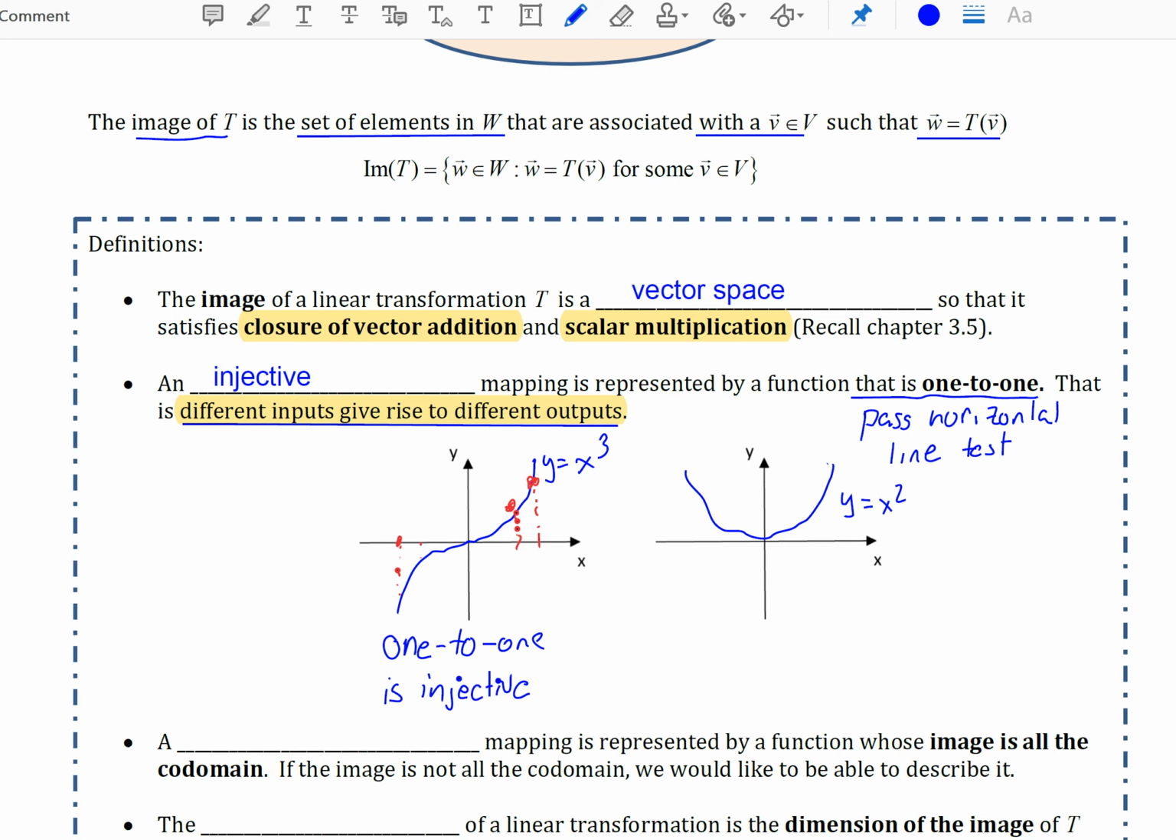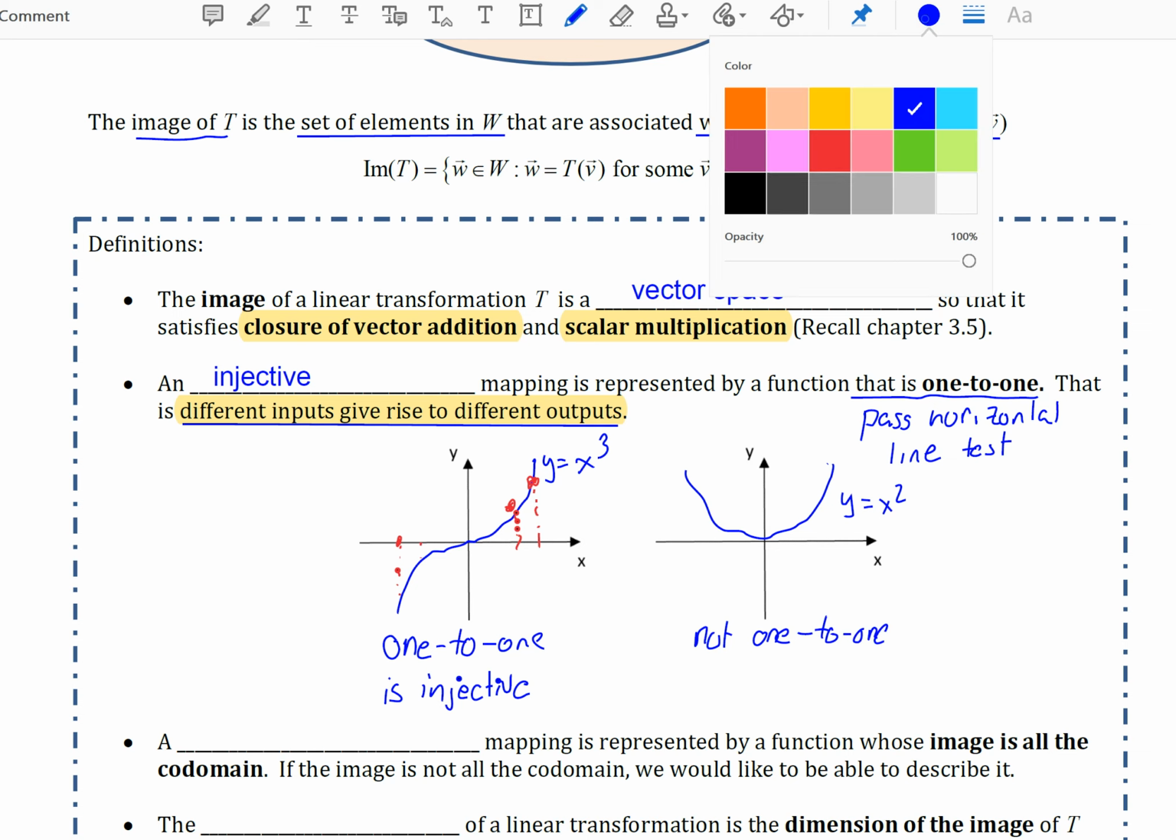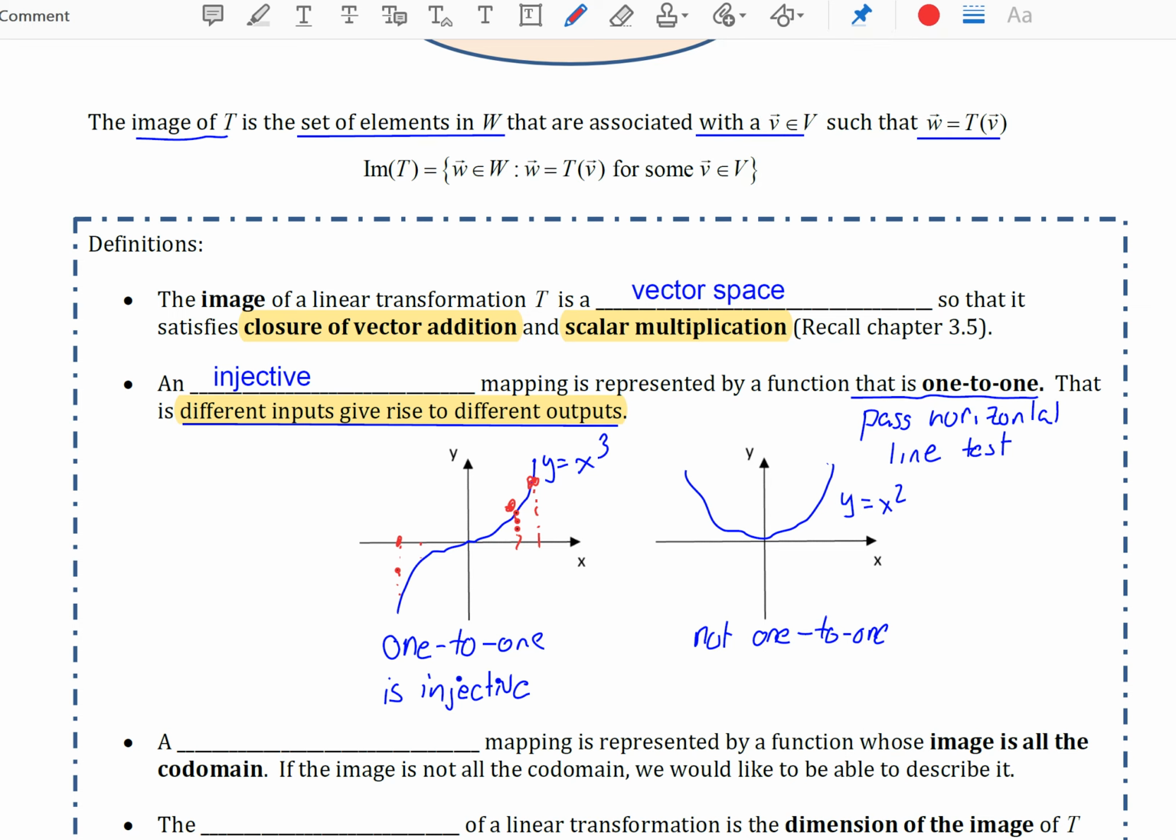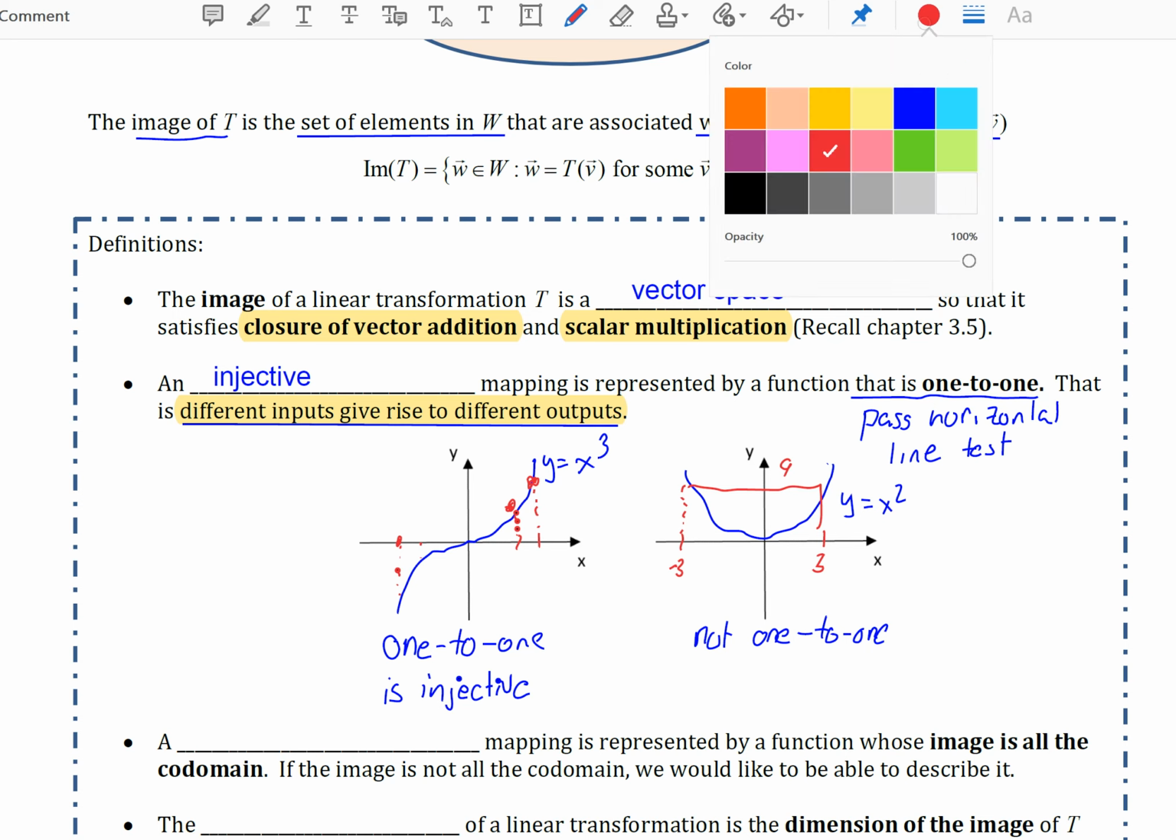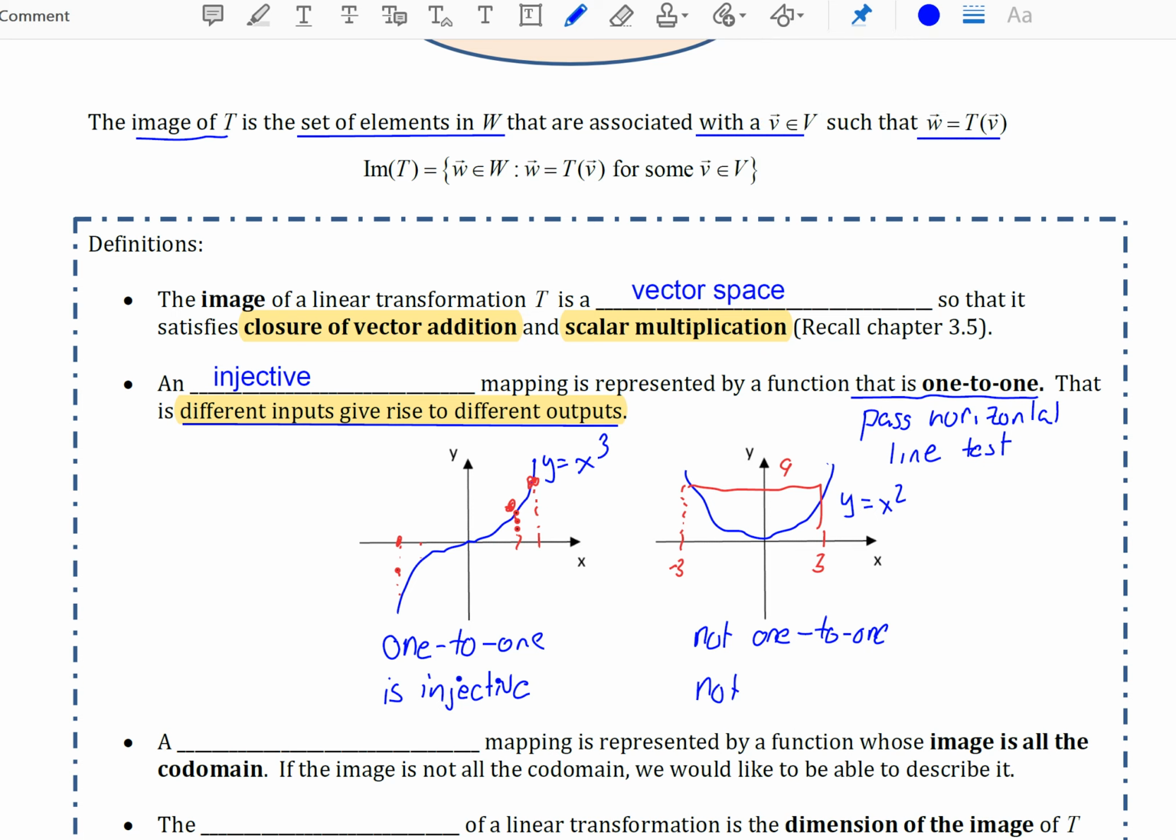While the graph of y equals x squared is not one-to-one, because different inputs, for example, x equals 3 or x equals negative 3, both give the same y value of 9. So different inputs do not give different outputs. There's a repetition. In which case this function is not injective.